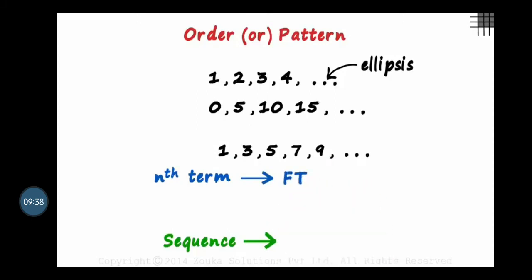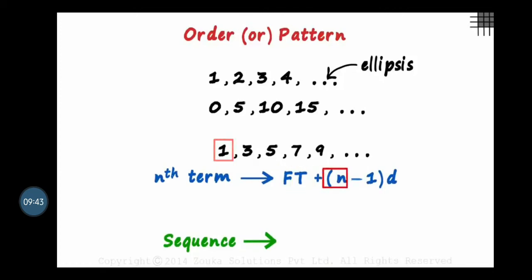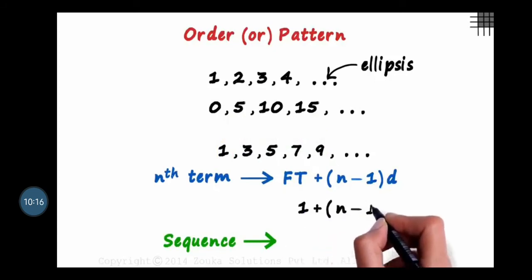It is the first term plus n minus 1 times d. F is the first term. n is the term number. So if we want to find the 31st term, we just substitute 31 in place of n. And d is called the difference between any 2 continuous terms. It's called the common difference. It's extremely simple to derive this formula, but you don't really need to know it for your exams, so don't dwell too much over it. In this example, as the first term is 1 and the common difference is 2, the nth term will be 1 plus n minus 1 times 2.